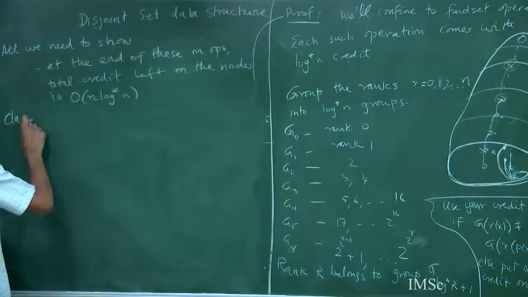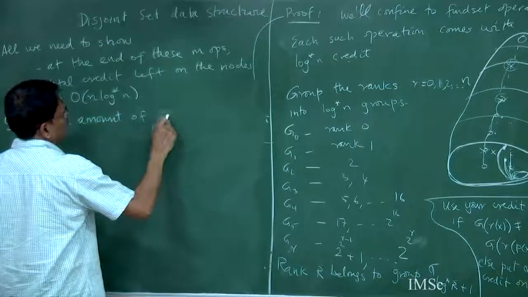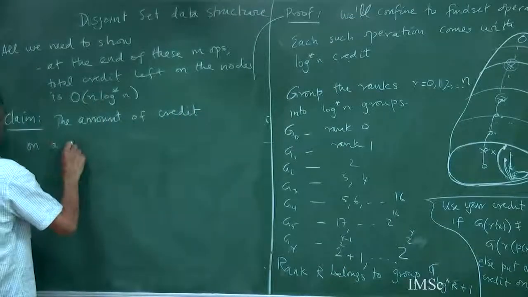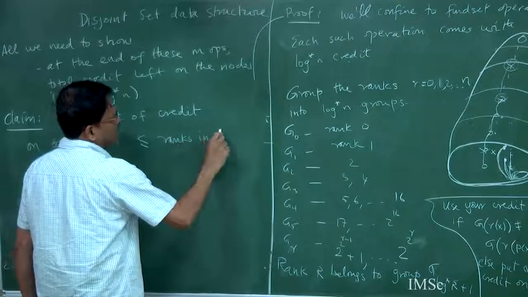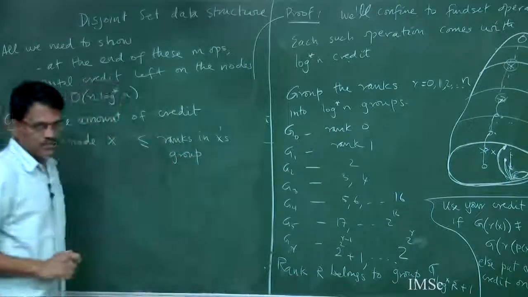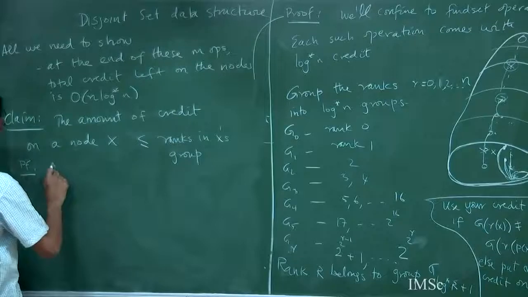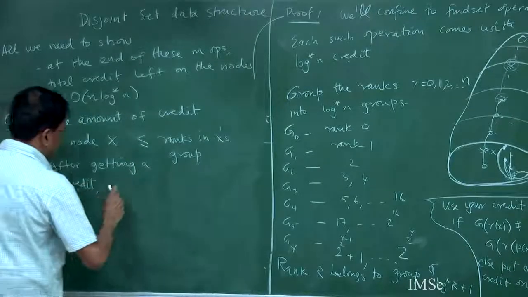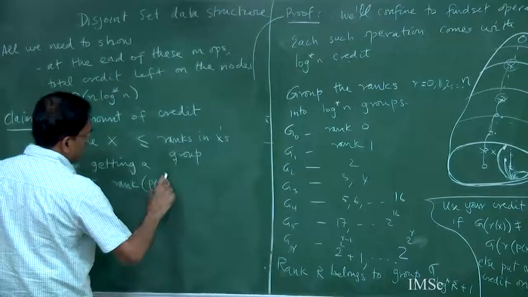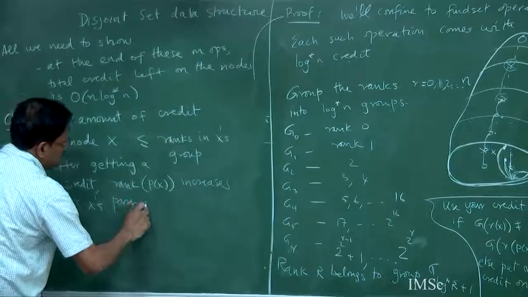Now here is the claim: the amount of credit on a node X is at most the number of ranks in X's group. Because after accumulating one credit, X's parent rank increases. After every credit, that's the proof, the rank of the parent of X increases, as X's parent changes due to path compression.